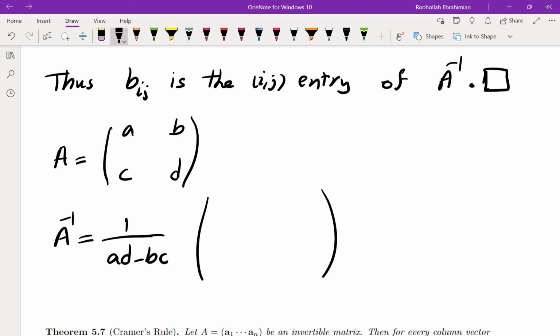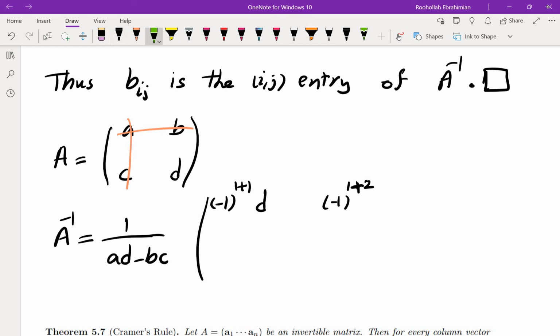Now, what I need to do is take (-1) to the power of i plus j, which is 1 plus 1. Then I'll have to remove the first row and the first column and take the determinant. So removing the first row and the first column and taking the determinant, you will get D. This one is (-1) to the power of 1 plus 2, because this is the first row, second column.